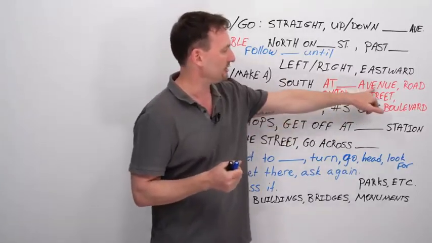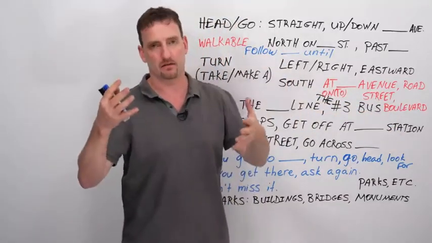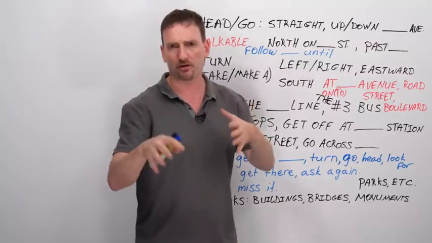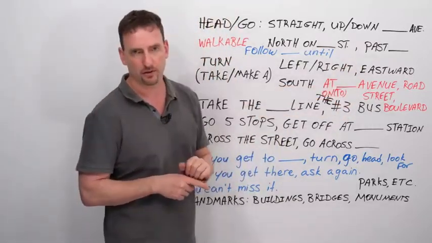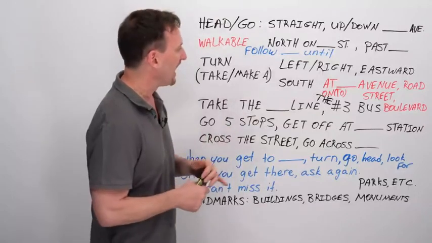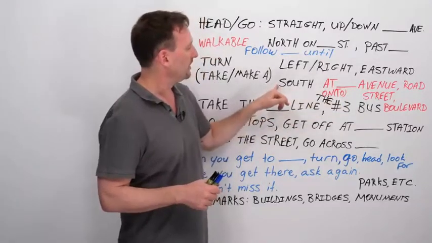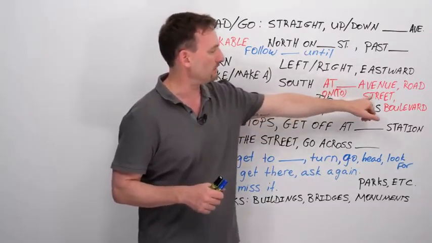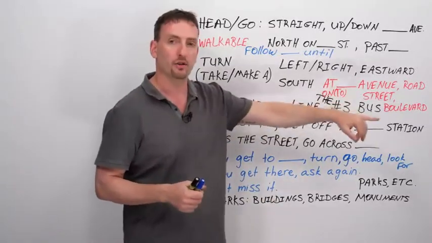Now, it's also very important that you understand the differences between street names. We can say avenue, road, street, boulevard. These are the main names of streets. There are smaller streets that you don't really need to worry about at the moment. These are the main ones you're going to come across. So turn south at 5th Avenue, turn left on Main Street.